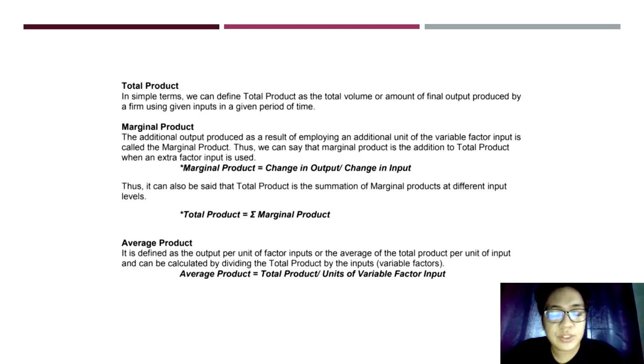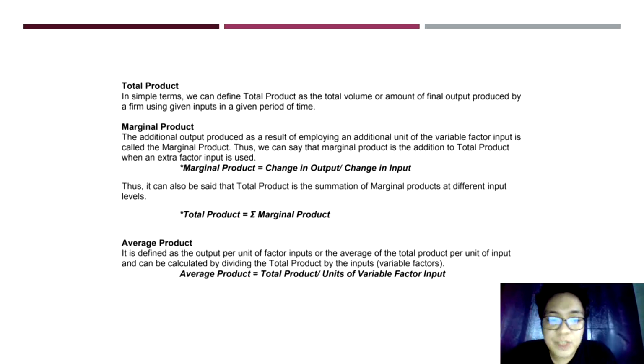Next, in order for us to better define production function, we have three terms to discuss, and that is total product, marginal product, and average product. Simply put po, total product means ito yung total number of outputs na pwede nating i-produce in a specific given input in a specific period of time. Marginal product naman is the change of the total product based doon sa binago natin na input, or based doon sa change na magaganap doon sa input na ilalagay natin.